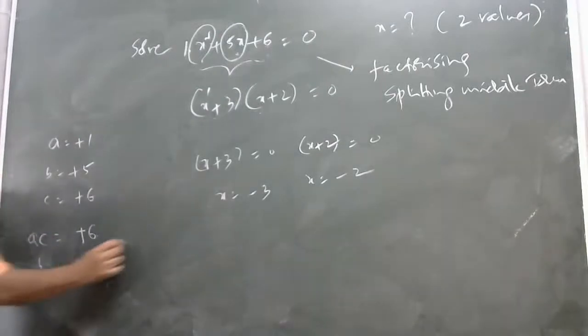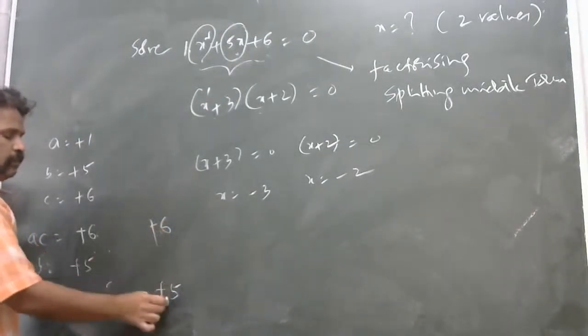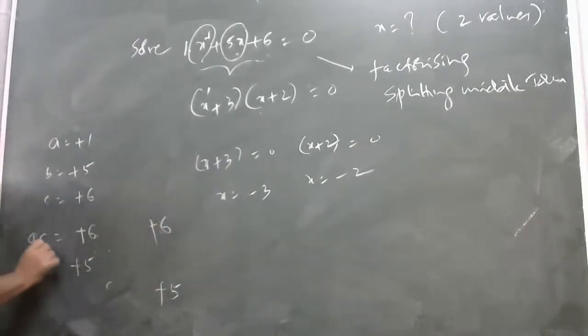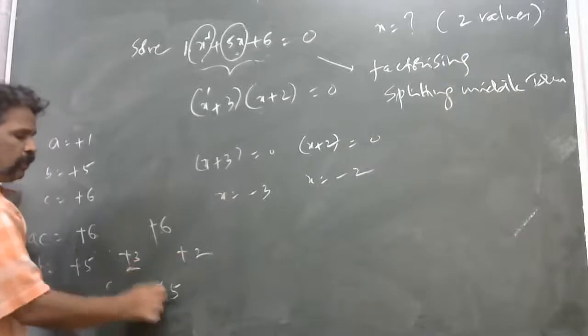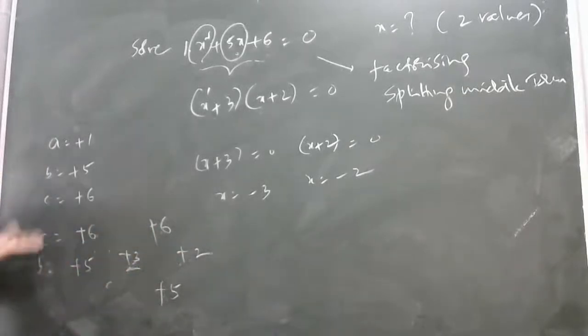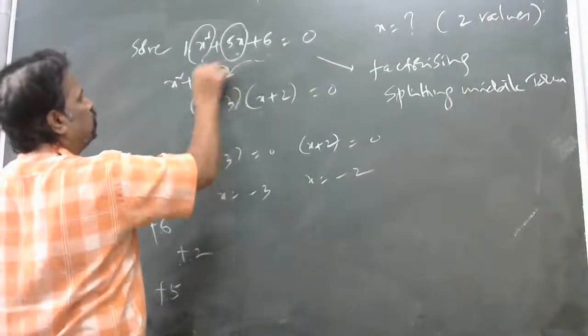So you take this as 6 and 5, both plus. Product is plus 6, sum is plus 5, because product is AC. So I should take two numbers like this. You know, sum is plus 5, product is plus 6, or not? So I will take that. Likewise, I split 5 into 3 plus 2 into x.